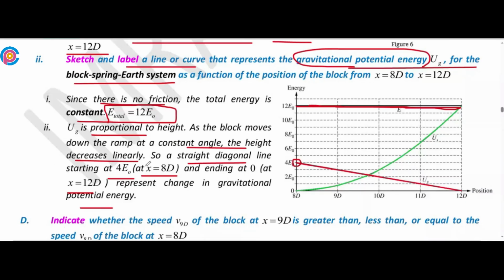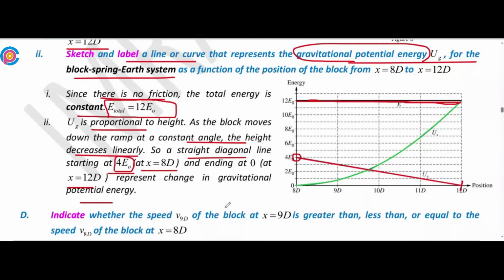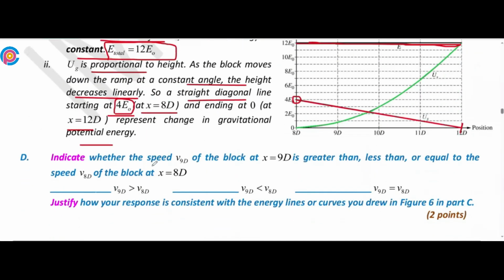So that's the reason we calculated what happened at x equals 8d. There is 4 E naught as the energy at the starting point. The ending point is fully stretched, there is no gravitational potential energy, so it ends at 0.